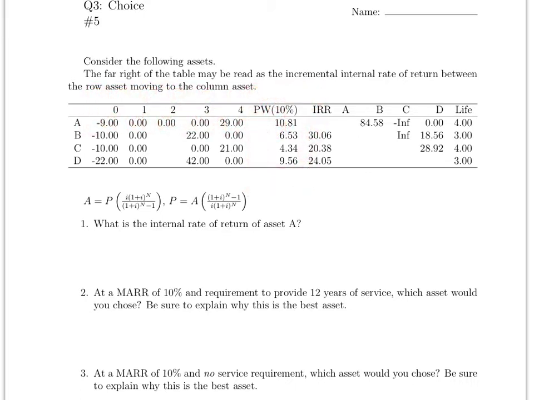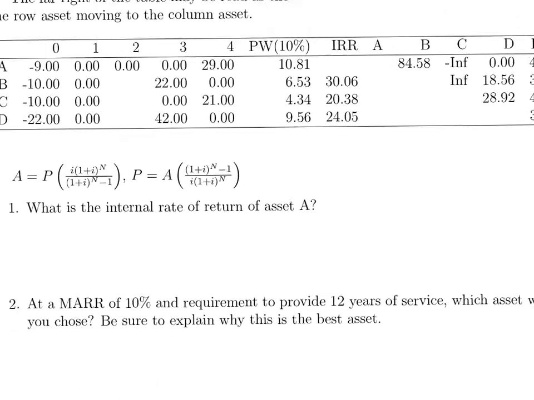Here's the present worth calculated, internal rate of return calculated except for asset A, and then those incremental internal rates of return that are lined up right here, as well as the lives of the assets, just in case it falls into this little gap, you can tell how long they last. So let's start with question number 1, which is usually fairly easy.